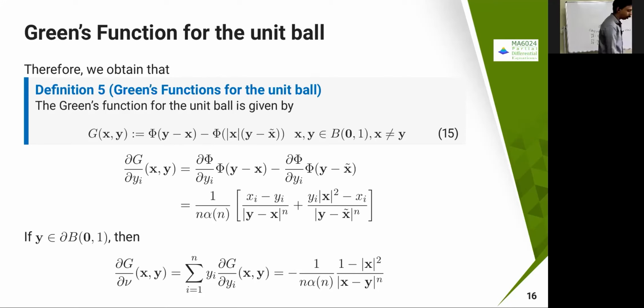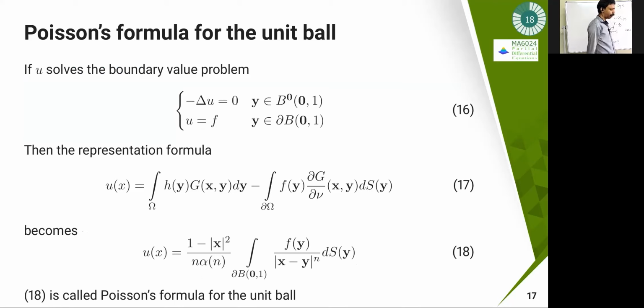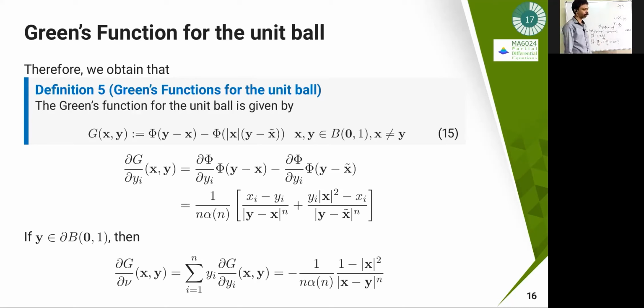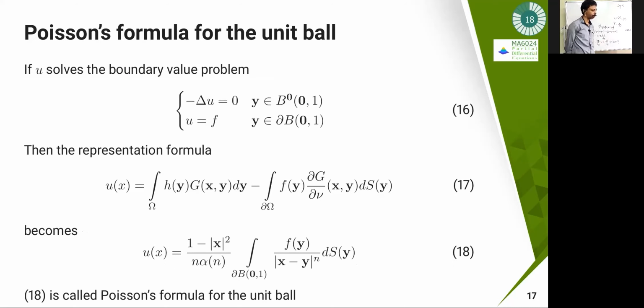Now, the same kind of thing: if you use the representation formula, the first term is going to become 0. The second term is going to become like (1 minus |x| squared) by n alpha n, same thing. Only this term is going to change; only 1 minus |x| squared is going to become the x term. The remaining thing is almost similar to what we had in the previous one. There it is 2x_n, here it is becoming 1 minus |x| squared. This is called the Poisson formula for the unit ball.